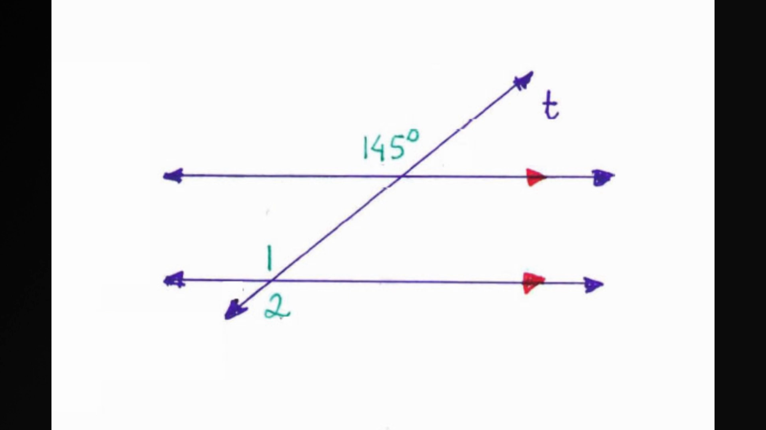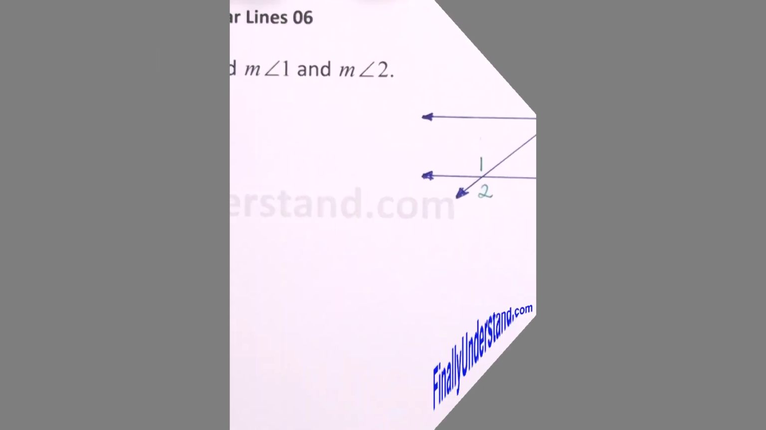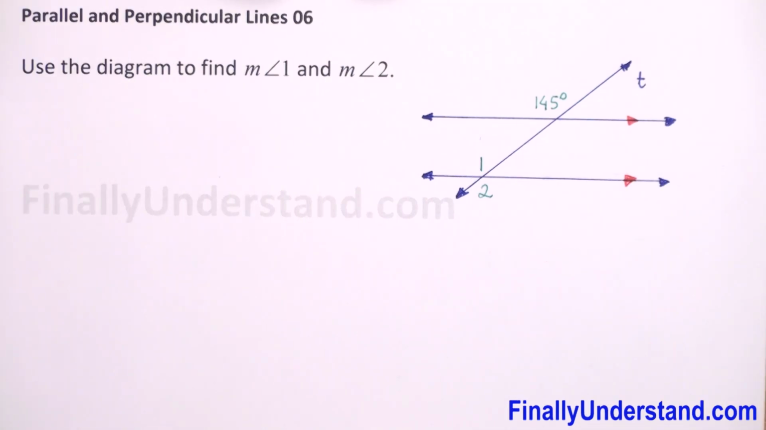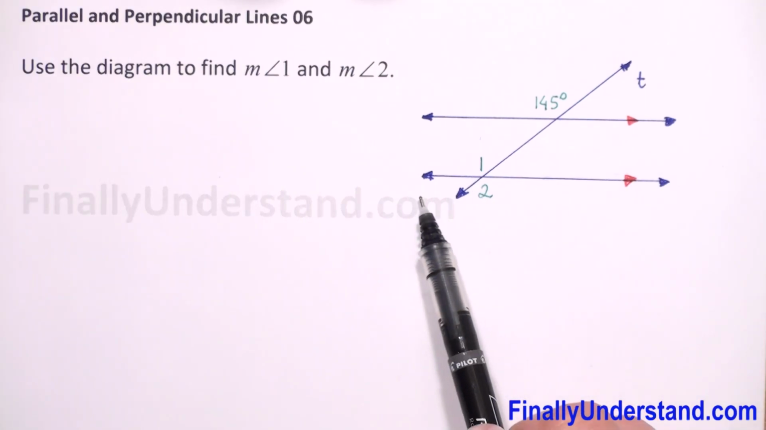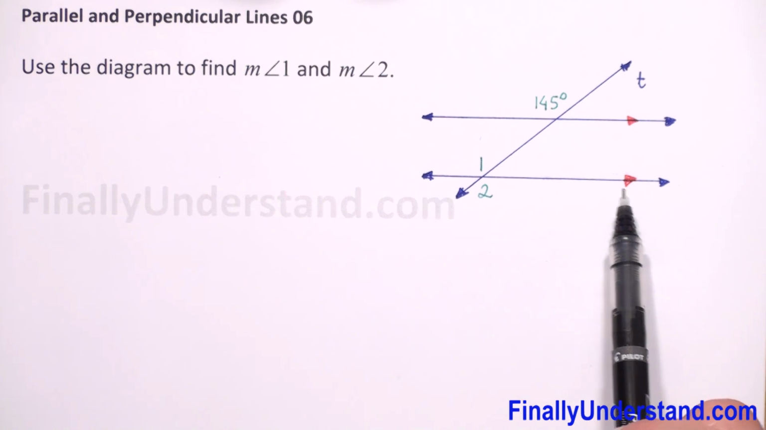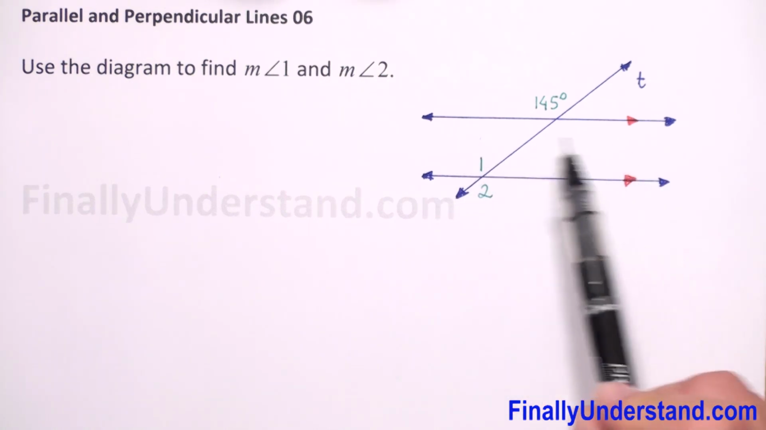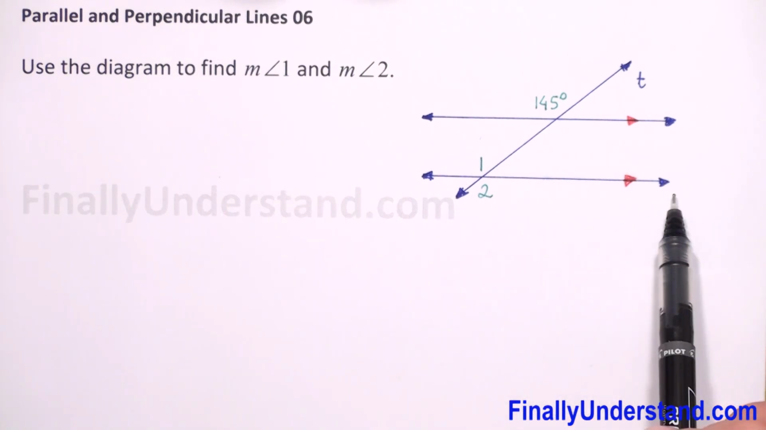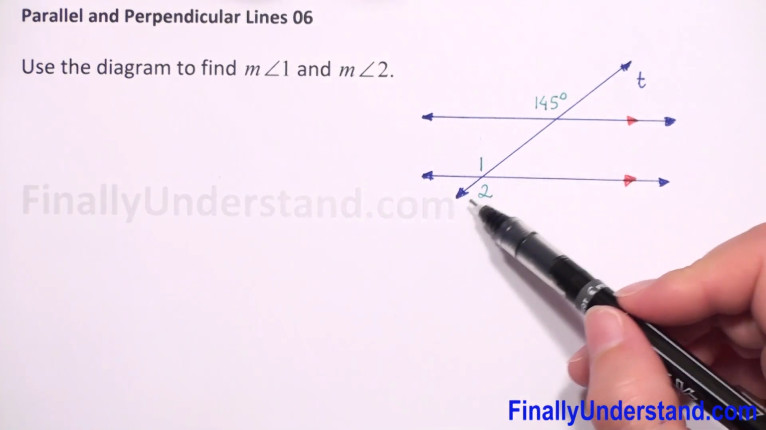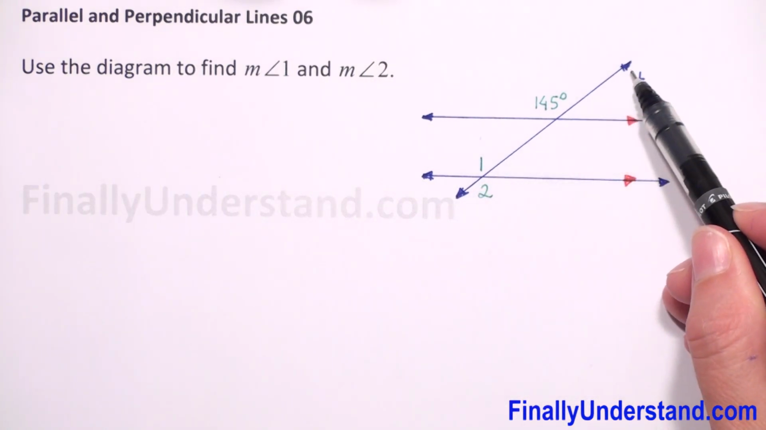We are given a diagram and we have to find the measure of angle 1 and the measure of angle 2. On this diagram we see that we have two parallel lines. Parallel, why? Because we have this red triangle. So these two lines are parallel and they are cut by a transversal.